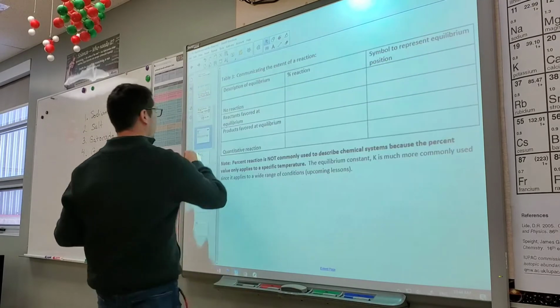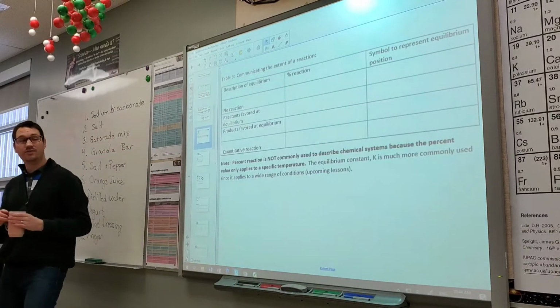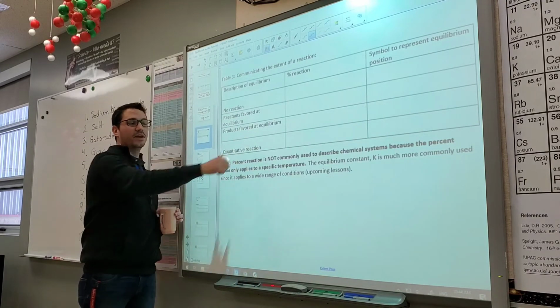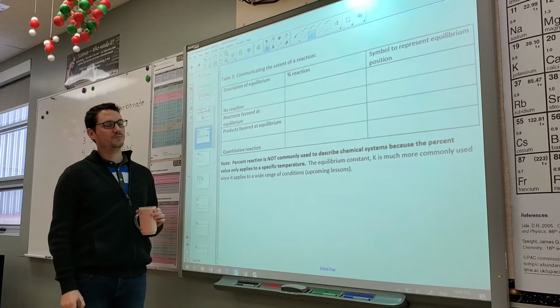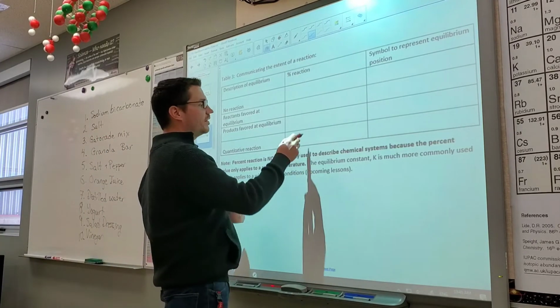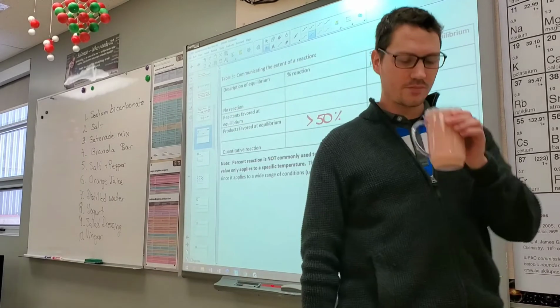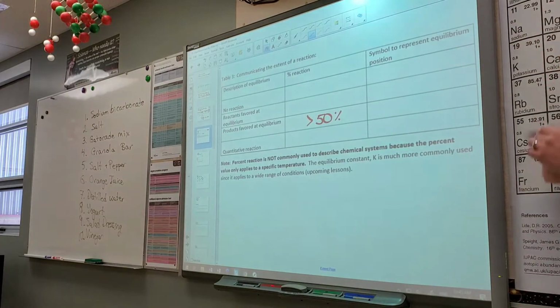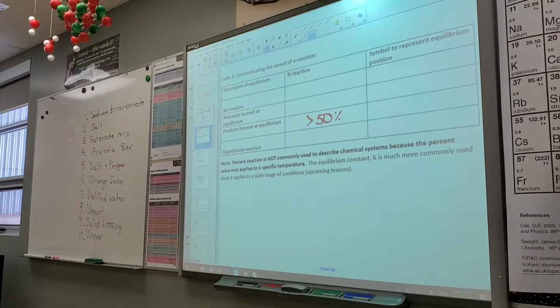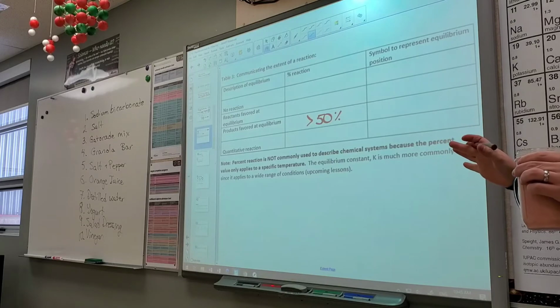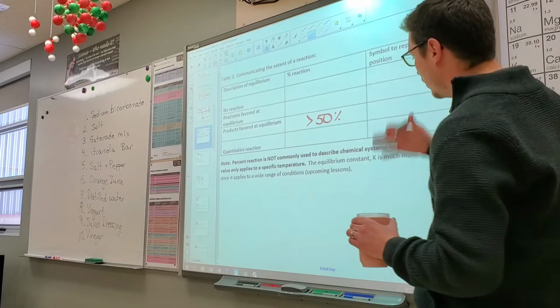And that's very typical. We're going to summarize some information right now. That's very typical of a products favored at equilibrium reaction. If things are products favored, that means typically it's greater than 50%. Does that make sense? If more than half of your reactants turn into products, then you'll probably have more products than reactants. Does that kind of make sense, that logic? That's a tough thing to wrap your head around. That's like a logical problem.